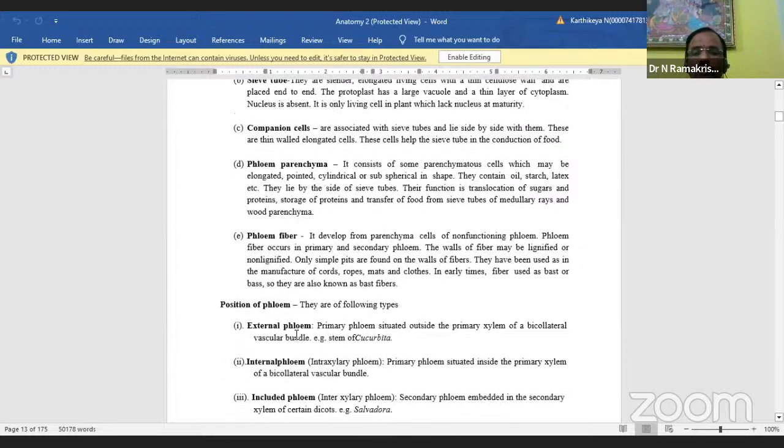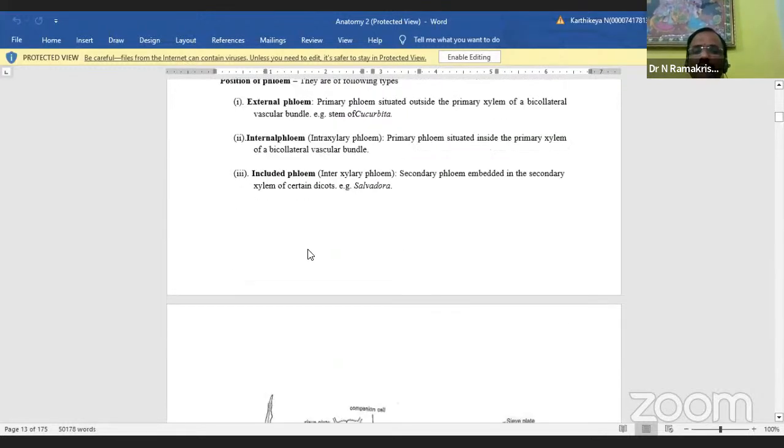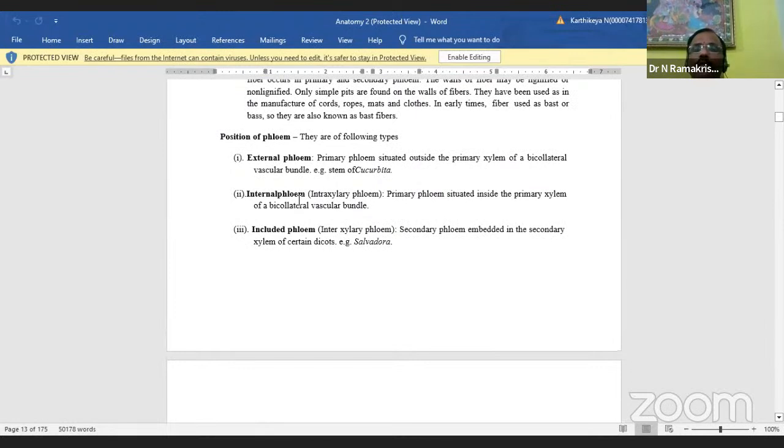And now you see external phloem, internal phloem, and the next one, included phloem. The positions are already completed.